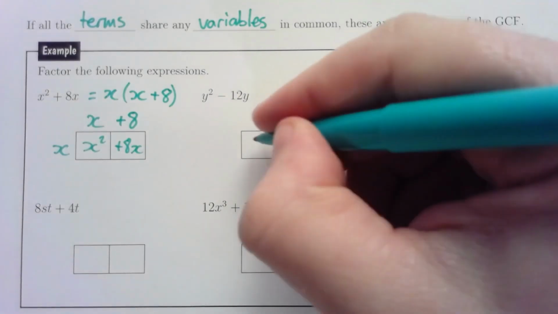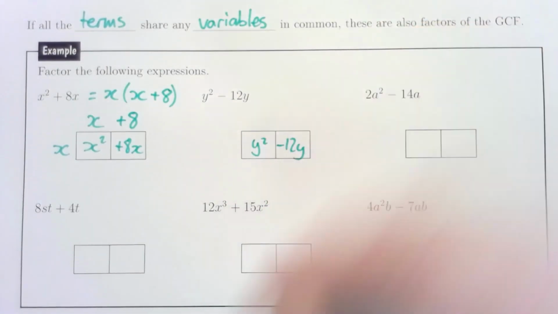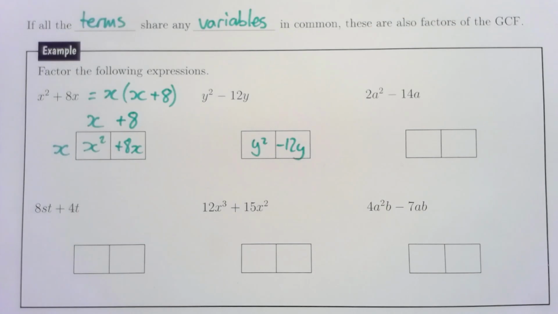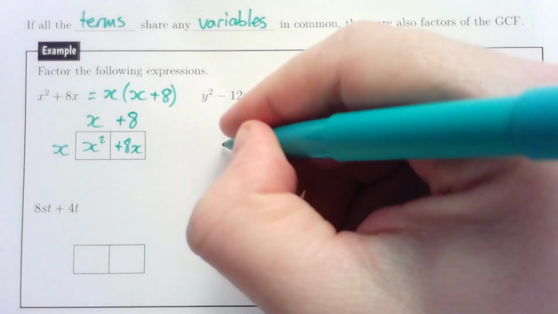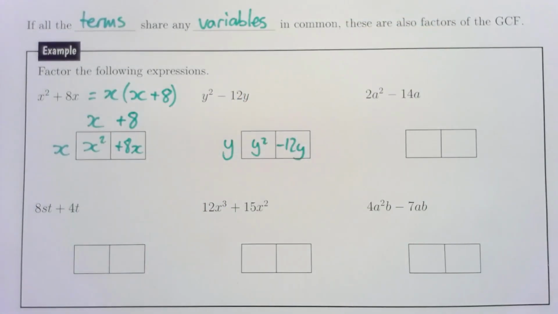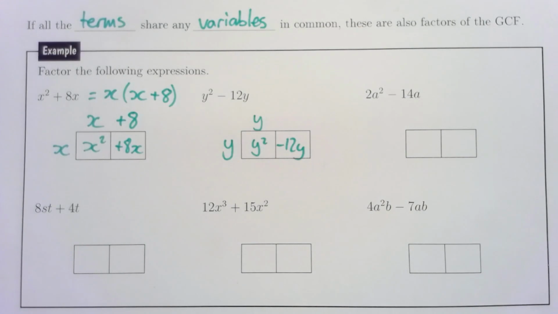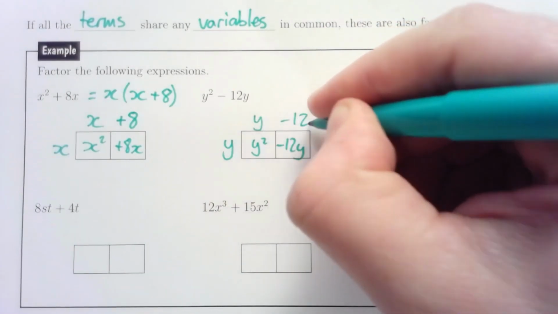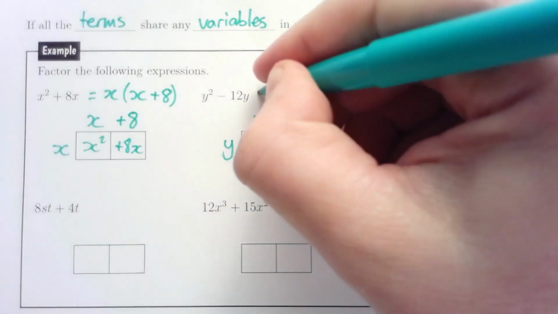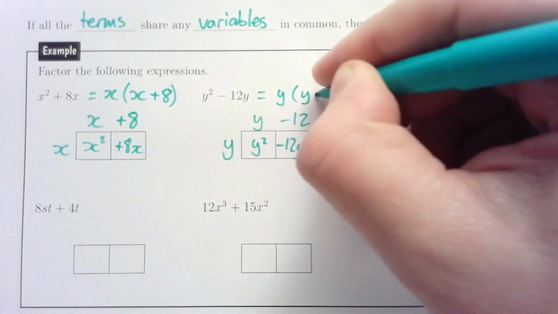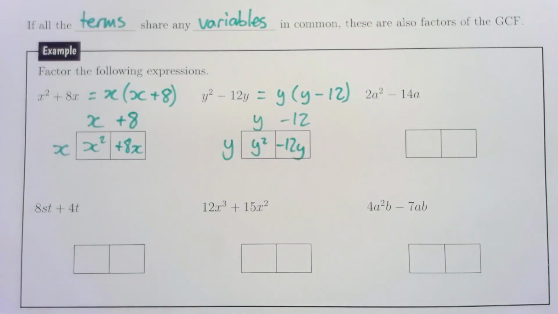For y squared, take 12y. Again, our coefficients don't have a common factor. But looking at the variables, y is a common factor. It occurs in both terms. To get y squared, we would multiply y times y, and to get negative 12y, we would multiply y by negative 12. So our factored form is y times the quantity, y take 12.